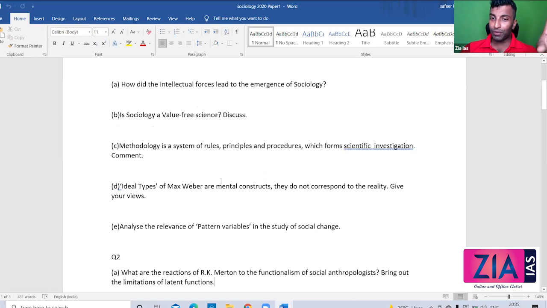Ideal type was a beautiful question. We have studied and we have understood it in a very clear way. Ideal types of Max Weber are mental constructs. They do not correspond to the reality. Give your views. Easy one, right? How many times we discussed this?